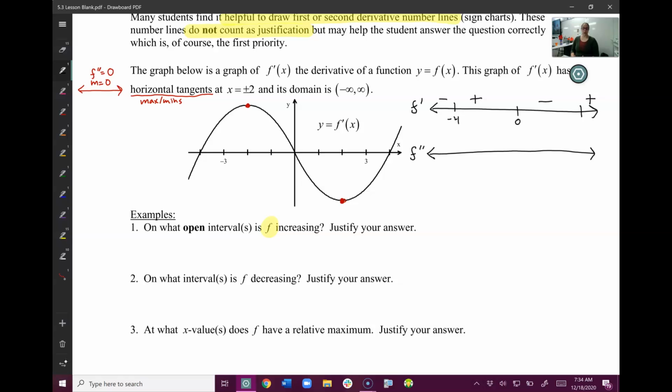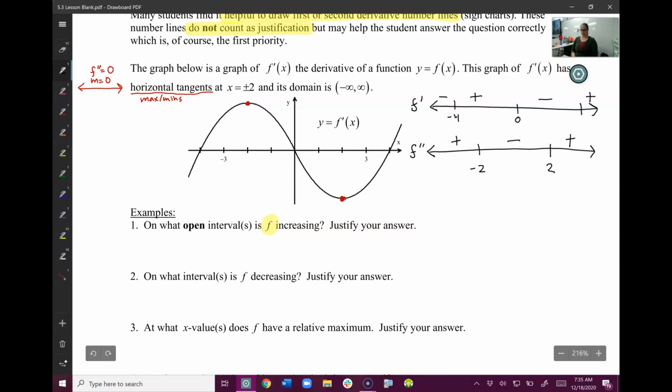While we're at it, let's make an f double prime number line as well. Now this is the derivative of the graph we're looking at. So this is the slope of what we are looking at. So now we're talking about increasing and decreasing. Where is the slope of this graph positive? Where is the slope of this graph negative? So it looks like up to -2, that slope is positive. From -2 to +2, the slope is negative. And from 2 on, that slope is positive again.